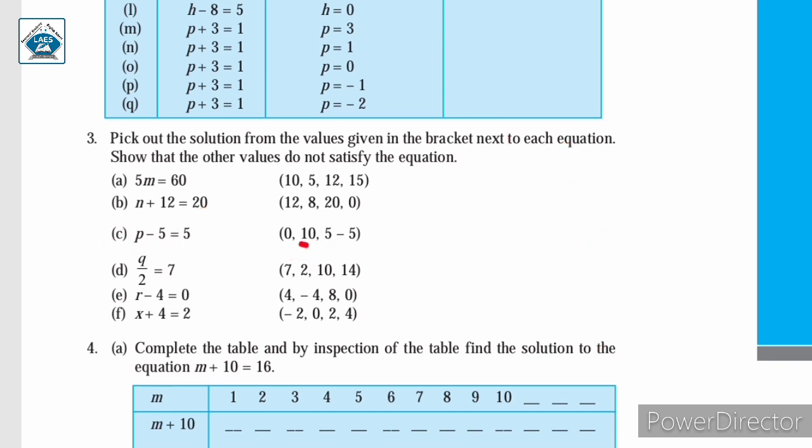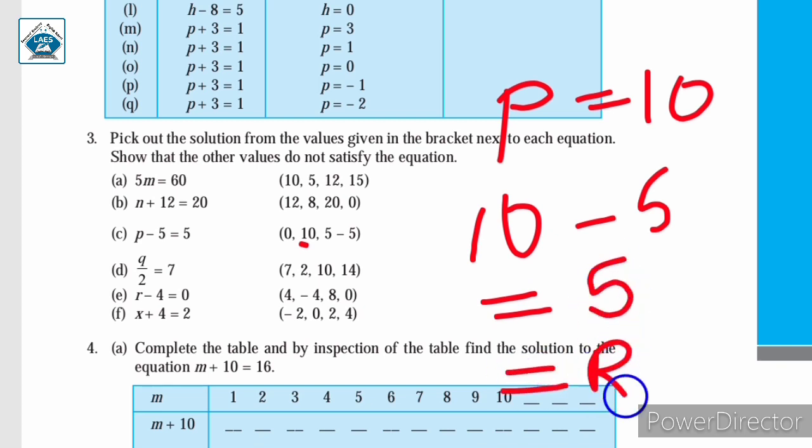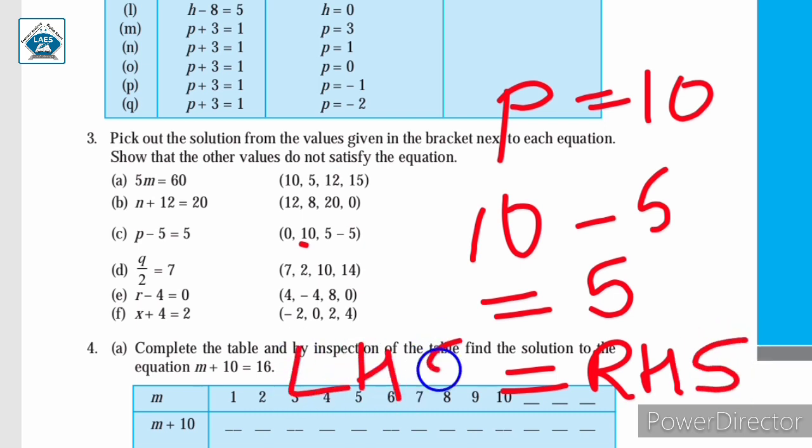Next, you are given p is equal to 10. So when you take p is equal to 10, what does p minus 5 become? 10 minus 5. This is equal to 5. So here this is the RHS which is given in the question. So we can say that LHS is equal to RHS. Therefore, p is equal to 10 is a solution of the equation.